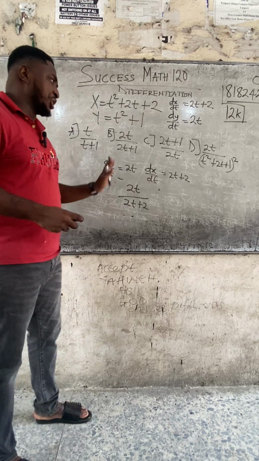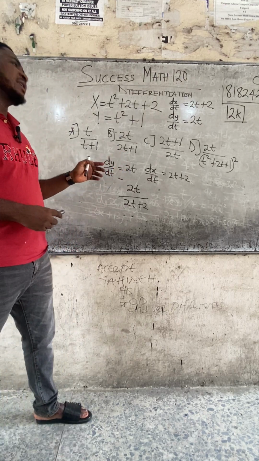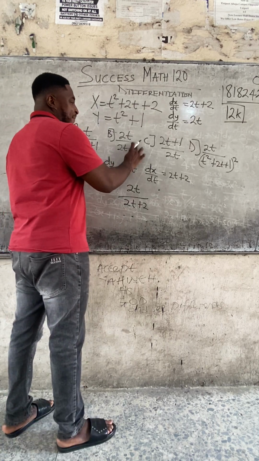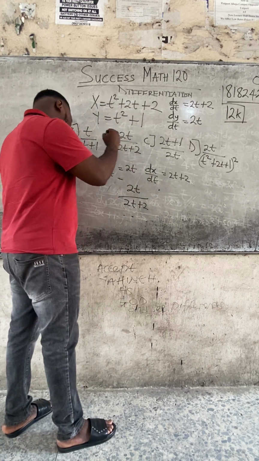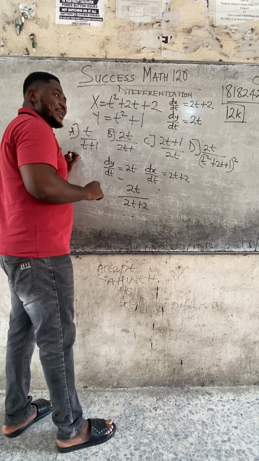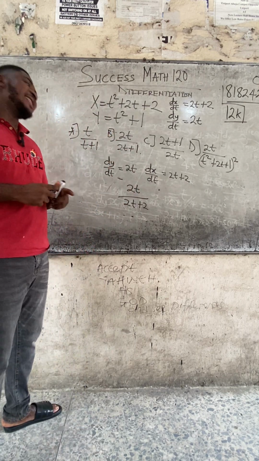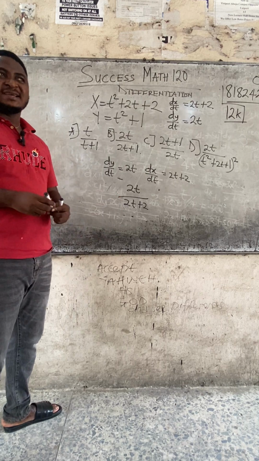Class, do we have this in the options? No. Now, class, someone would think they made a mistake and try to help the lecturer. I pity you. It's a trap. They have done that to be wicked.